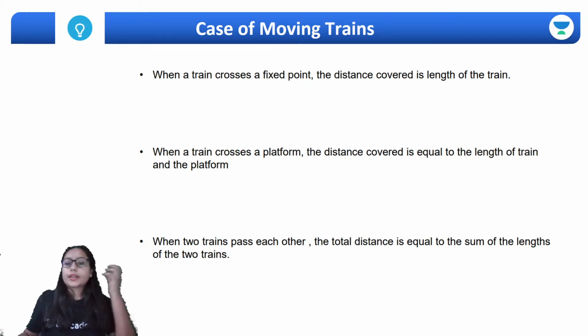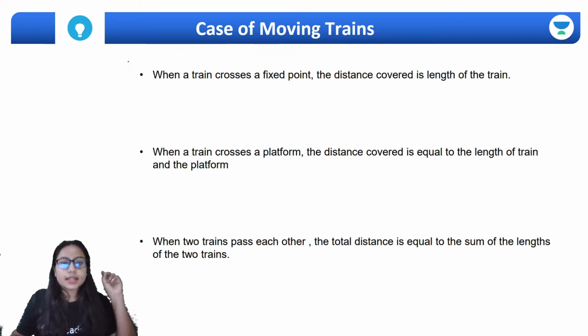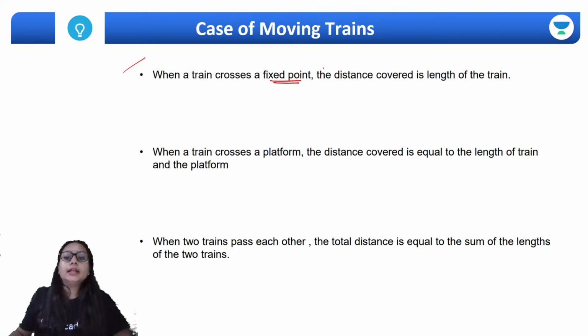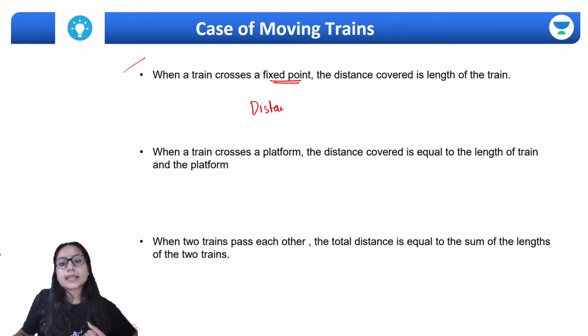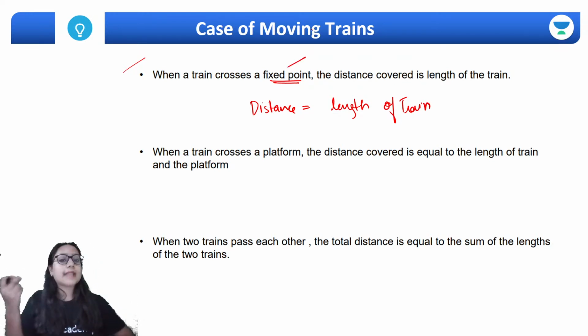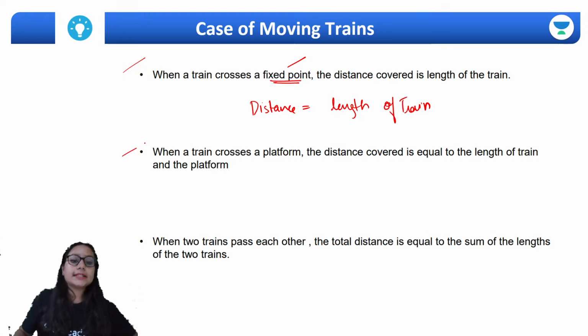So we discussed this concept yesterday. Let us just quickly recall it. When a train crosses a fixed point, then the distance covered by the train is equal to the length of the train. Now this fixed point could be a boy or a girl standing on the platform. This could be a pole on the platform, a bench on the platform, like that.